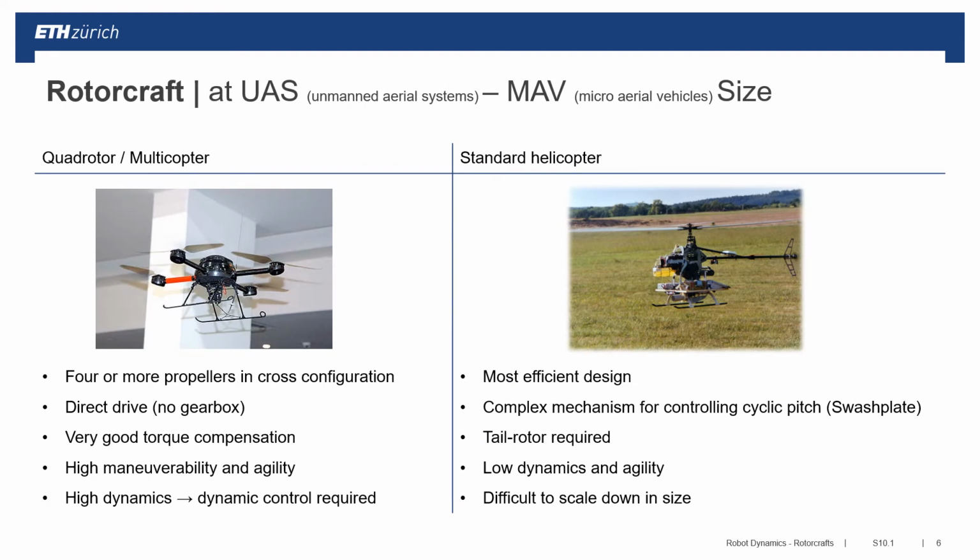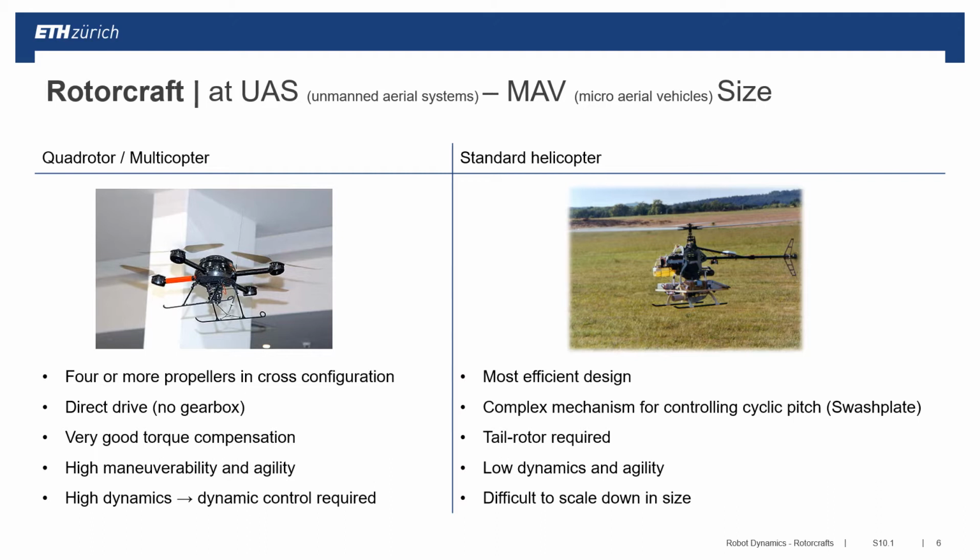In this lecture we will focus on so-called unmanned air systems, and especially very small unmanned air systems which are typically called micro air vehicles. One example of this type of system is quadcopters or quadrotors or multicopters. They have typically 4 or more propellers in a symmetric arrangement. They have motors without gearboxes to directly propel the main rotors and propellers. They have a very good torque compensation because of their symmetry. They are very maneuverable and agile, so they can move very fast and dynamically in all environments.